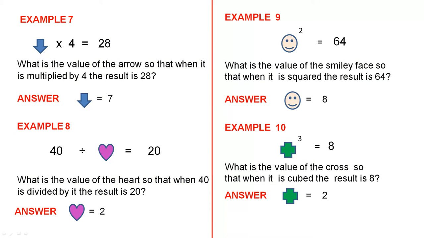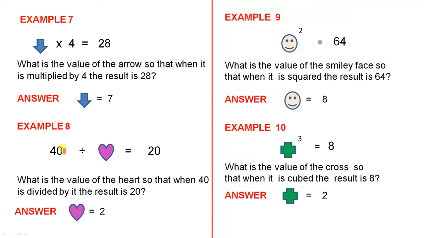Example 7. The arrow multiplied by 4 equals 28. What is the value of the arrow so that when it is multiplied by 4, the result is 28? So if you know your tables well, 4 times what gives you 28? 4 sevens are 28, so the arrow is 7.